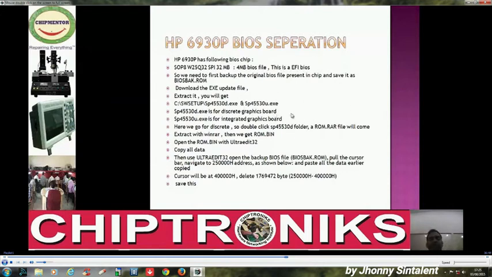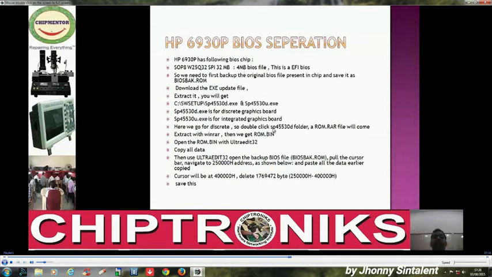So here we are dealing right now with discrete. You double click this .exe and a rom.rar file will appear, and we know very well we can extract this rom.rar file with WinRAR. So extract it with WinRAR, you will get rom.bin, but the size of this rom.bin file is very less. It is very less as compared to the requirement of 4 MB.